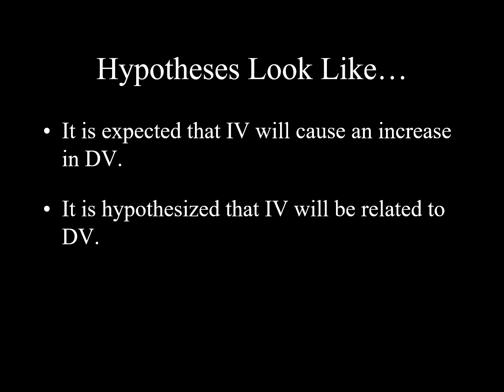So for example, it is expected that an IV will cause an increase in a DV, or it is hypothesized that an IV will be related to a DV. That's an example of two different types of hypotheses. The first one is more causal. The second one is more of just a pattern or a relationship. So again, the first one, if done correctly, would be a true experiment. The second one, if done correctly, would most likely be more of a quasi-experimental design.